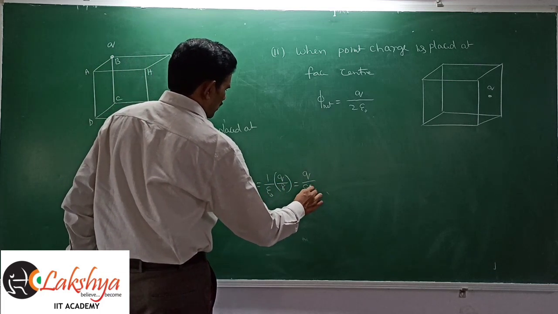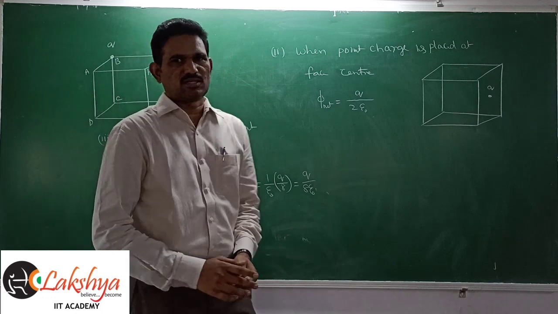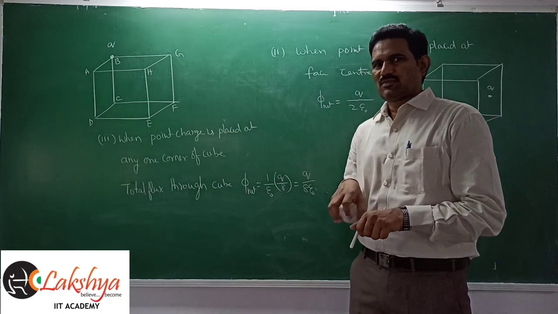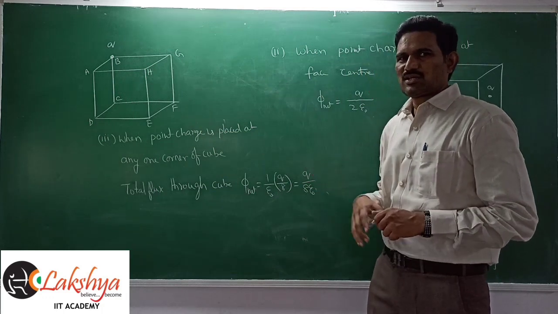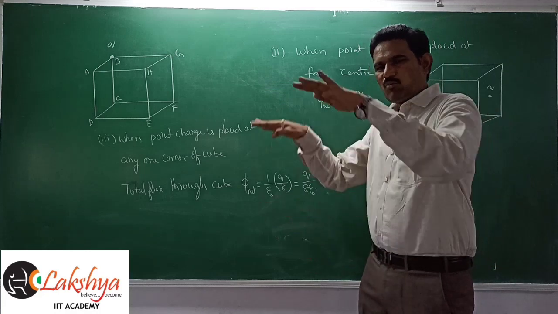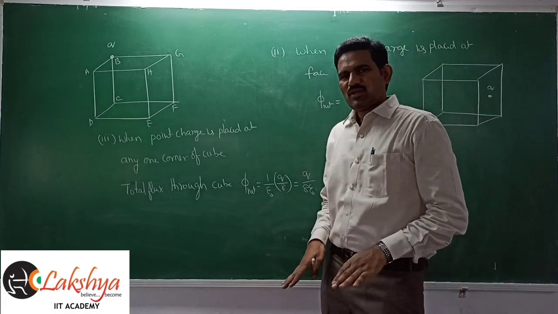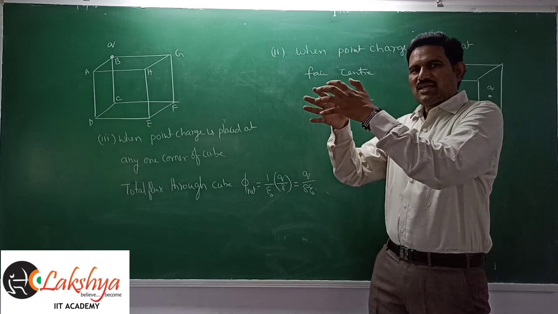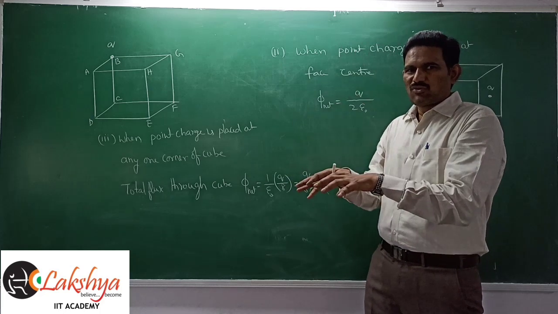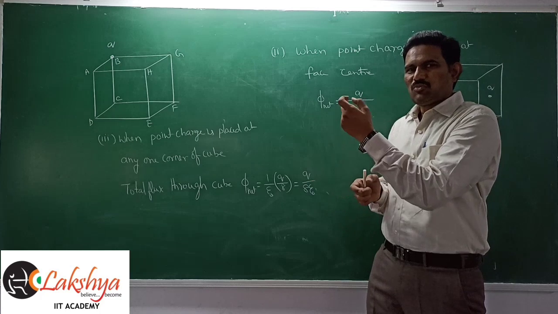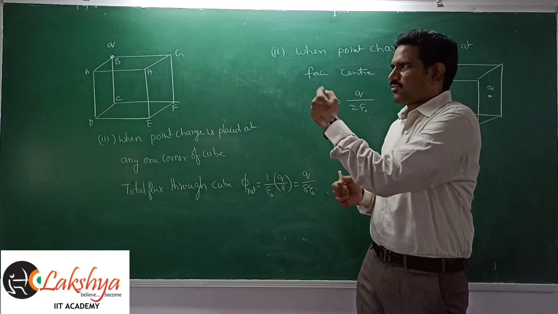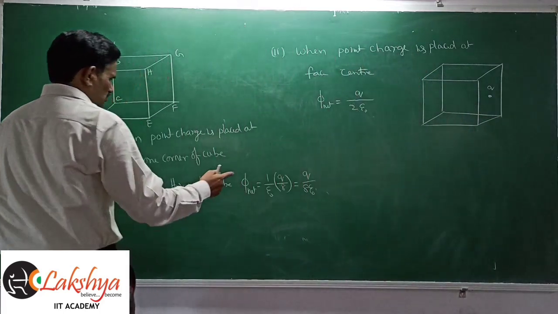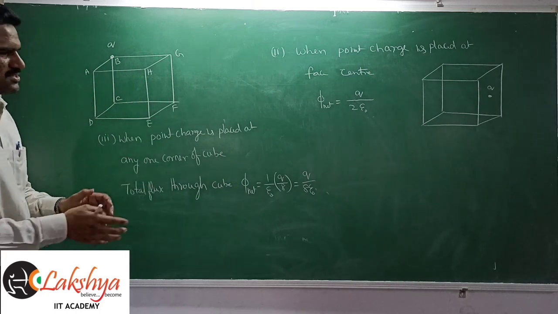So imagine you are placing 8 identical cubes in contact at a corner: 4 on one plane and above that another 4. Suppose on the floor you place 4 cubes in contact with each other, and exactly above them place another 4. So there will be a total of 8 cubes. The midpoint of the total 8 cubes is nothing but our corner here. So that corner is shared between 8 cubes, so it is q by 8. Now this is the net flux passing through the total 8 cubes.